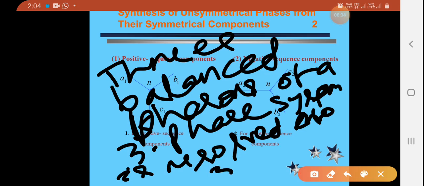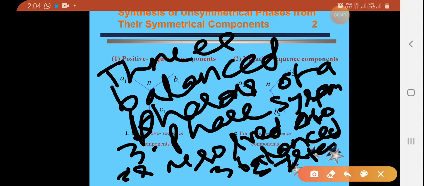Three balanced system. Okay. Here I am telling three unbalanced, not balanced. Three unbalanced phasors of a three-phase system can be resolved into three balanced system phasors. Okay, this is according to Fortescue's theorem.